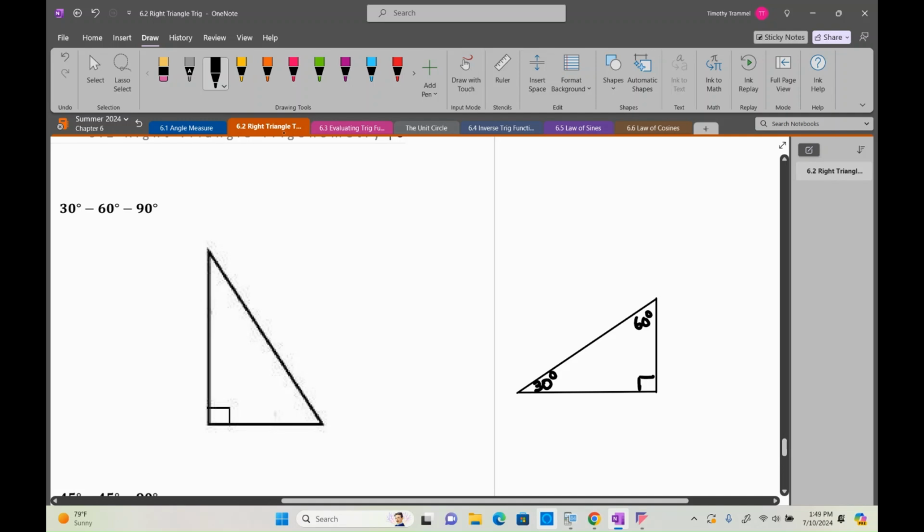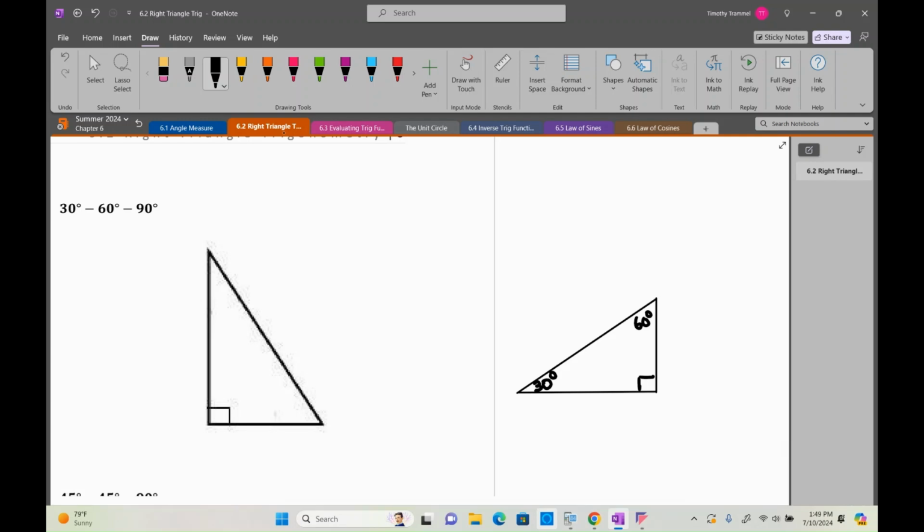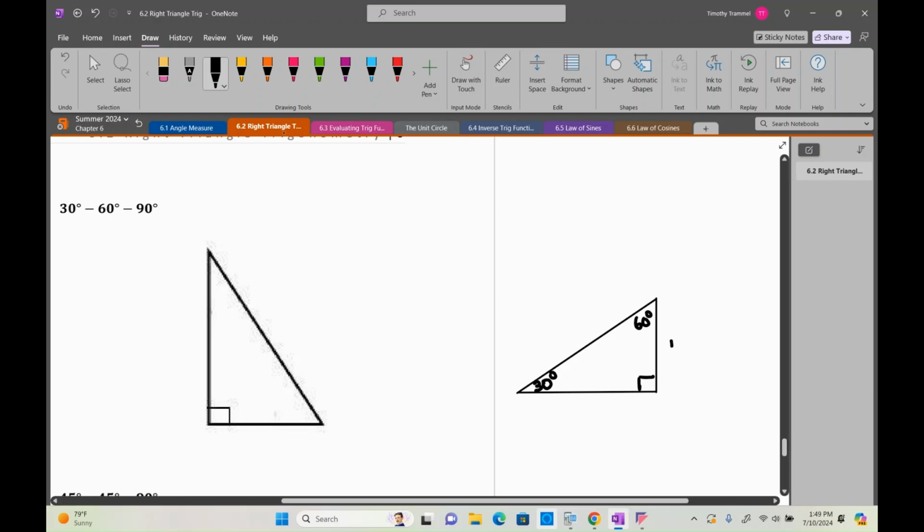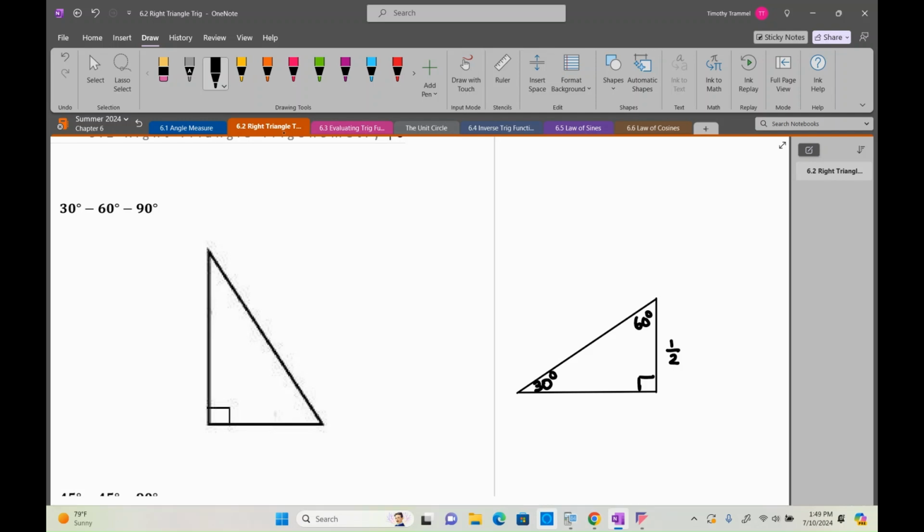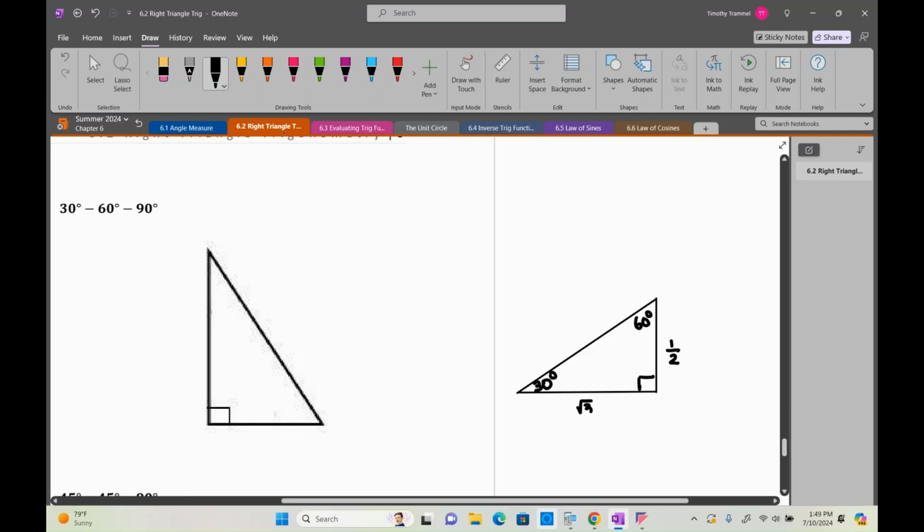Okay. So we had a special right triangle that we used, in fact, two of them to construct everything on the unit circle. So opposite of the 30, we had a 1/2. Opposite of the 60, we had a √3/2. And for the hypotenuse, because this was on the unit circle, the hypotenuse was 1.